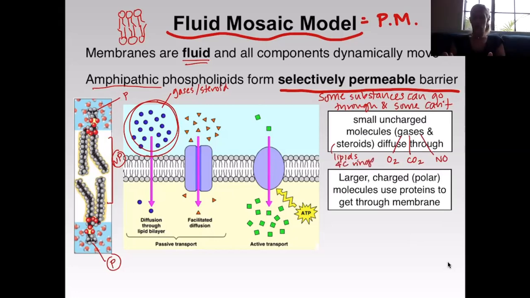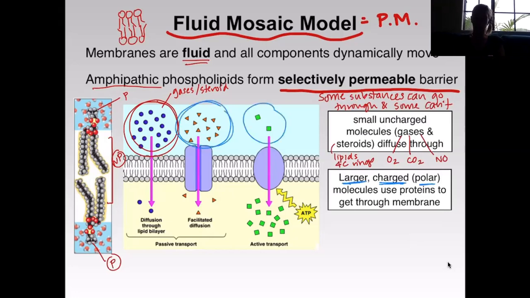However, if you have molecules that are large or charged or polar, meaning they have partial charges, those are represented here by the orange and the green. Those cannot get through that nonpolar core, which kind of acts as a jail. Polar, charged, large molecules cannot get through.